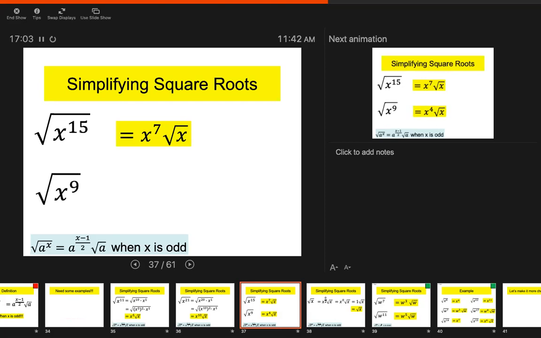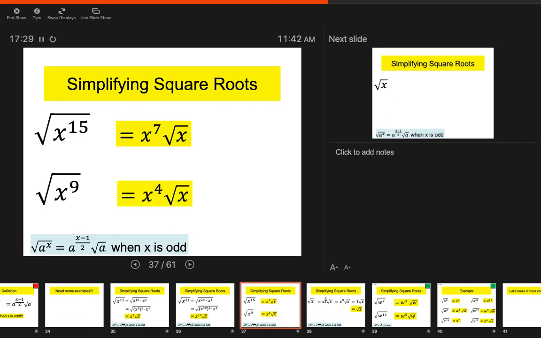Odd or even? Odd. Remember, if it was even, we just take half, we're done. If it's odd, we subtract 1. 9 minus 1 is? 8. Half of 8 is? 4. So x to the 4th on the outside, x on the inside.